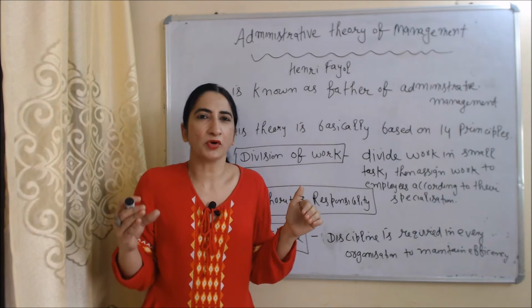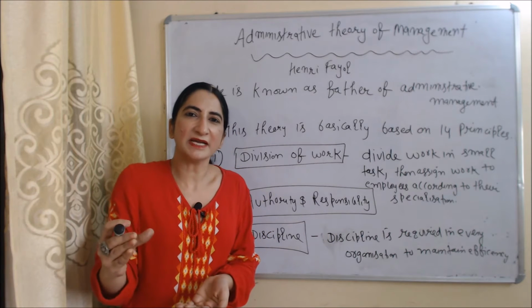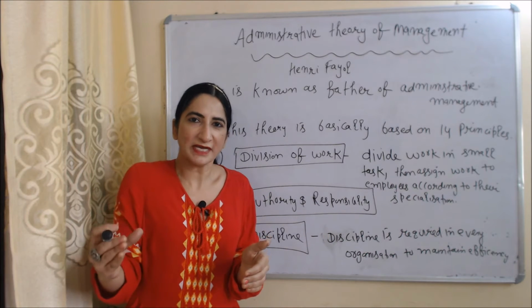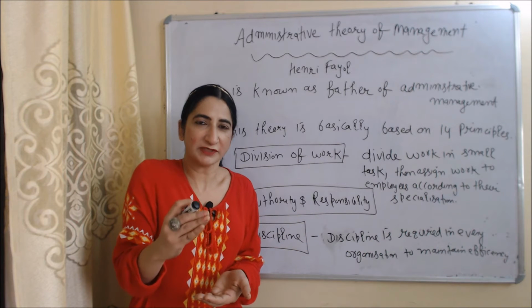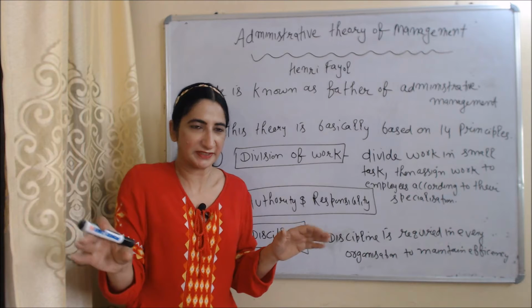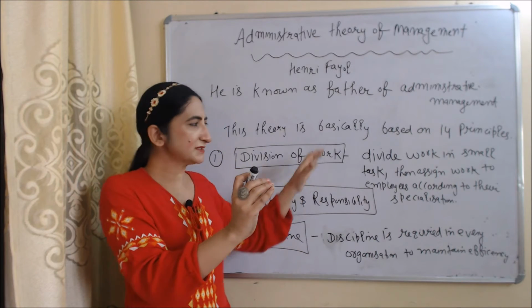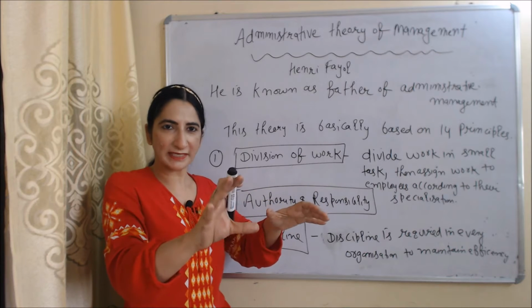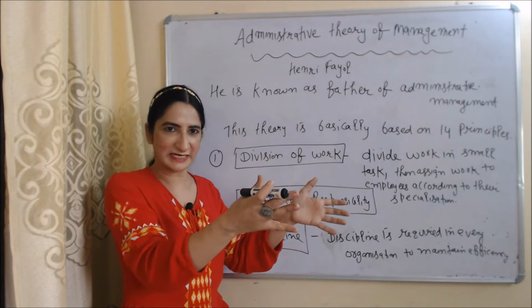Now we are going to talk about administrative theory of management. This theory is given by Henri Fayol. He is known as father of administrative management, and Henri Fayol gave 14 principles of management. First principle is division of work. Division of work means divide work into small tasks, then assign work to employees according to their specialization.